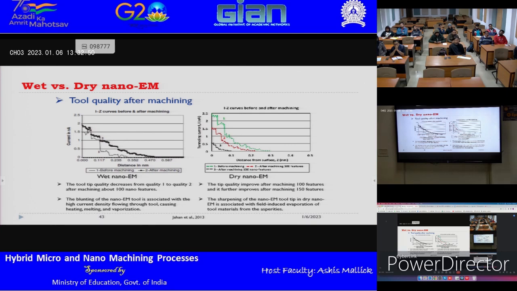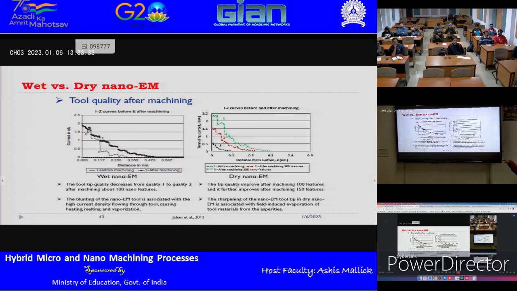So tool quality for wet nano EDM decreases from quality 1 to quality 2 after machining about 100 nano features, because in most cases we found that for wet nano EDM, the melting process dominates, which makes the tool blunt. On the other hand, for dry nano EDM, we found that field induced evaporation dominates, and that's why the tool actually becomes better. The tip quality improves after machining 100 features, and it improves further after machining 150 features.